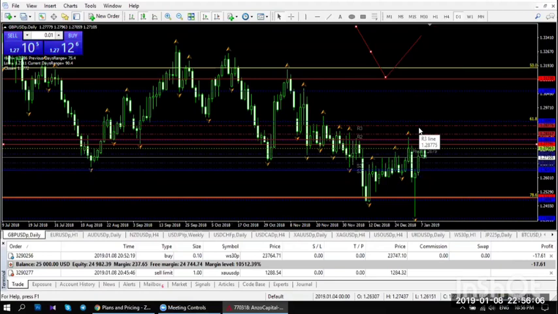If the price comes down to this area, it's going to decline until the next pivot, which is about that area. And right now we have the same case here.